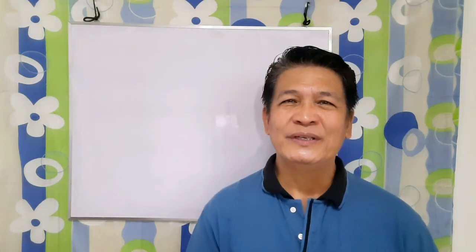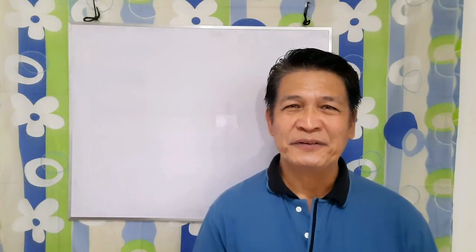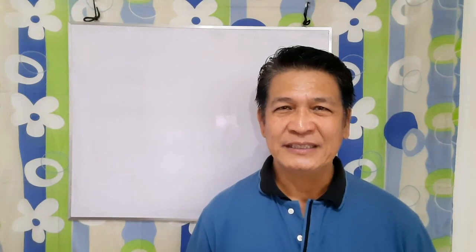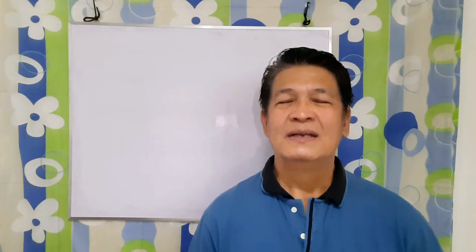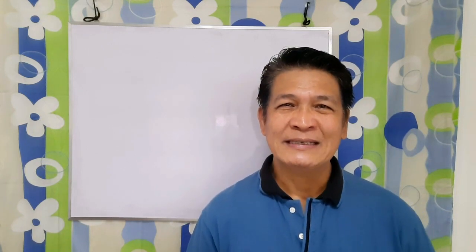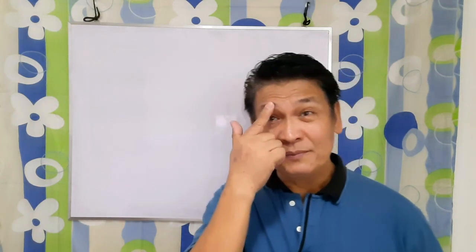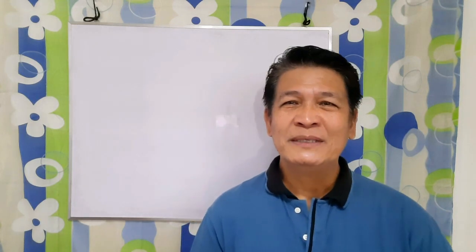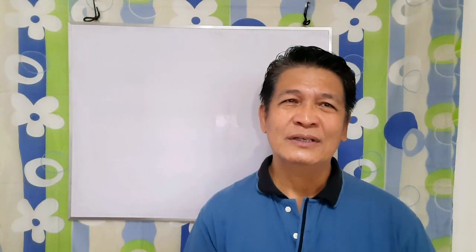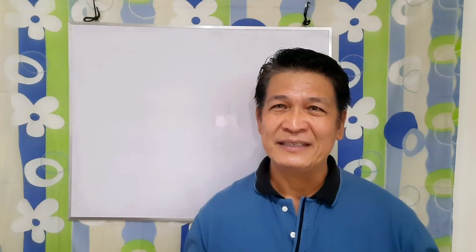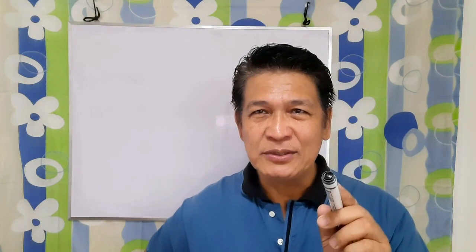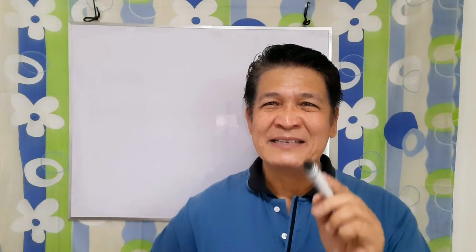Last time, we learned how to get the square root of perfect squares. For example, the square root of 64 is 8, and the square root of 121 is 11. Now, today, what about finding the square root of a non-perfect square, for example, the square root of 7? Today, I'm going to teach you a very easy and simple way of getting the answer.